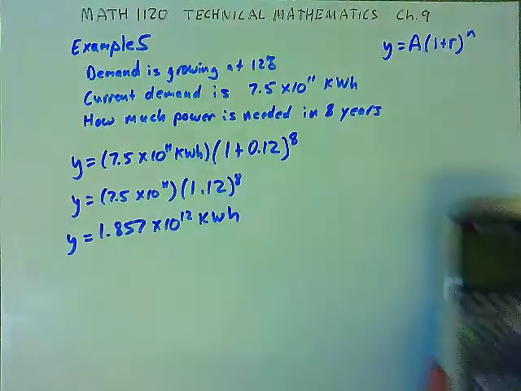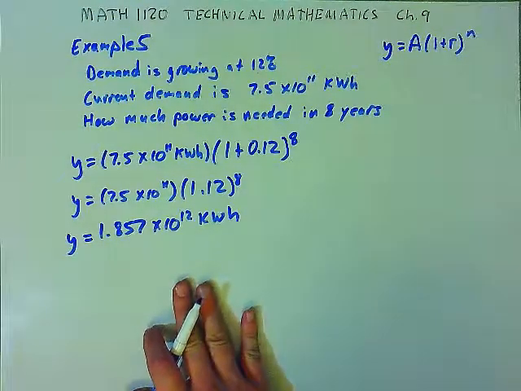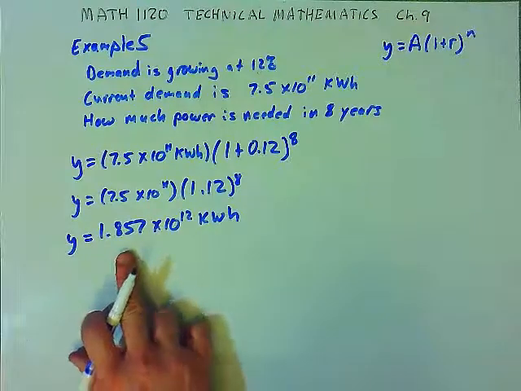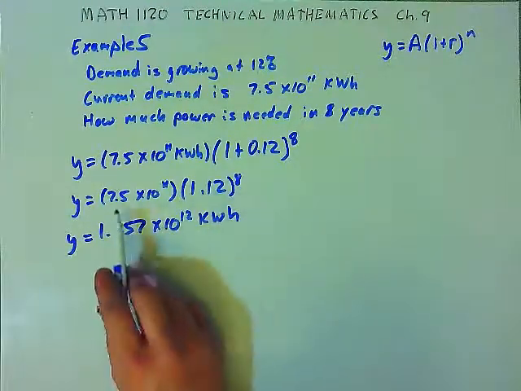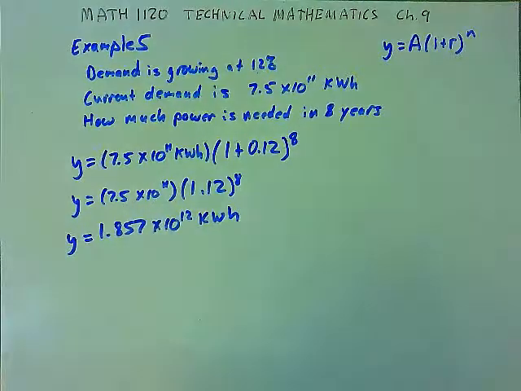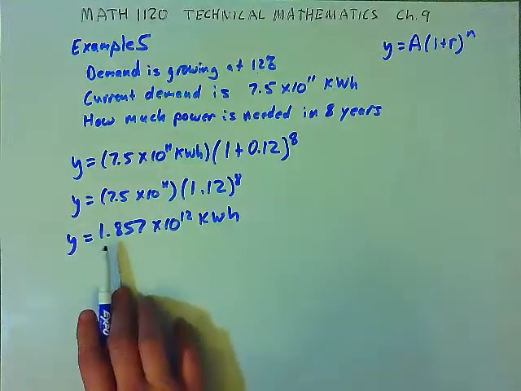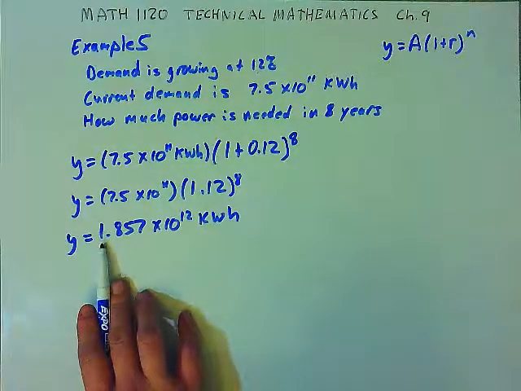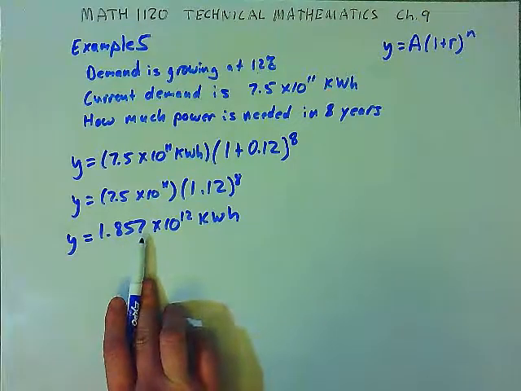So, if our customers do not conserve any energy, they continue to grow at a rate of 12%, in 8 years we're going to need 1.857 times 10 to the 12th, whereas right now we're currently using 7.5 times 10 to the 11th. And so this is 750 billion. This is going to be 1,857 billion. And so you can see it's quite the increase, over double. We need twice as much power in 8 years as we currently have.